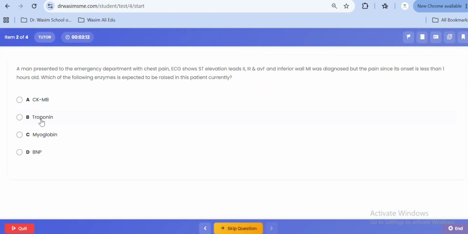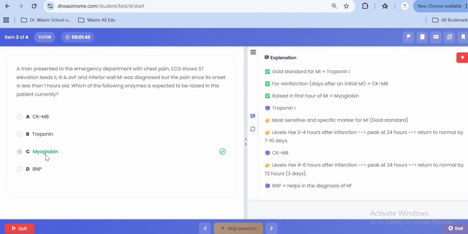Now the next question, they are saying a man presented to the emergency department with chest pain, ECG shows ST elevation in leads 2, 3 and aVF, and inferior wall MI was diagnosed, but the pain since its onset is less than 1 hour old. Which of the following enzymes is expected to be raised in this patient currently? They are saying less than 1 hour, that means the first enzyme that would be raised is myoglobin. So we will select myoglobin, and this is correct.